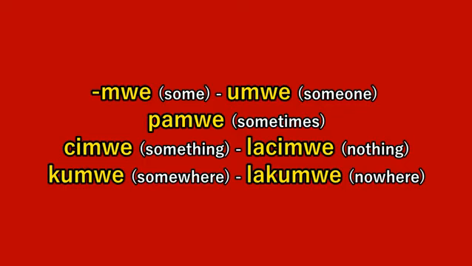Here's a few indefinite pronouns. Mwe is some. Umwe is somebody. Chimwe is something. The chi prefix is a fifth class prefix that means an inanimate object. Pamwe is sometimes. The pa prefix is a locative or time prefix. La chimwe, nothing. La is a negative particle. Kumwe, somewhere. La kumwe, nowhere.